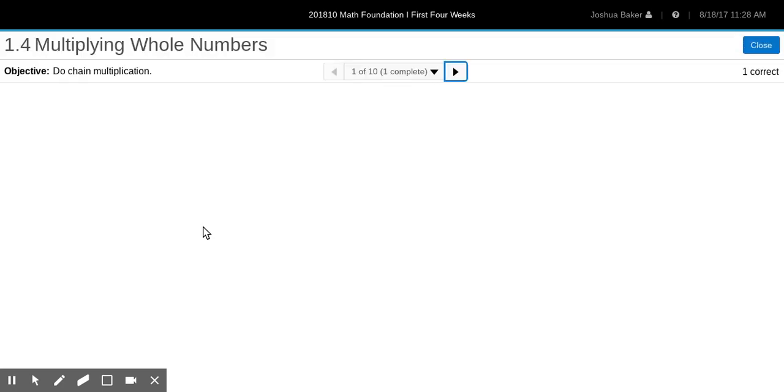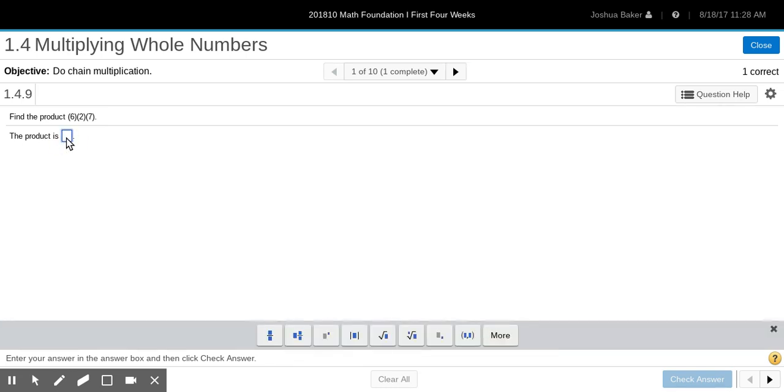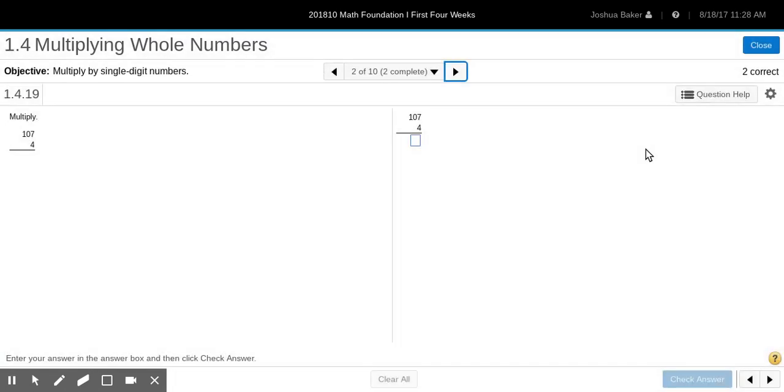and it's going to come up with a problem for me to do. It says objective, do chain multiplication. Sorry, my internet's running a little bit slow here. All right, so it says find the product of 6 times 2 times 7. So I will figure out what that product is, and then I'm going to put in my answer. I got it correct. Great. And it's going to go on to the next question.